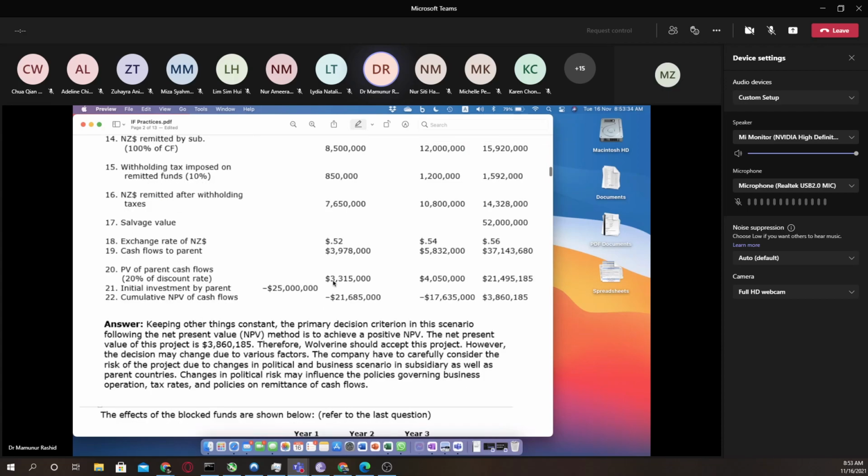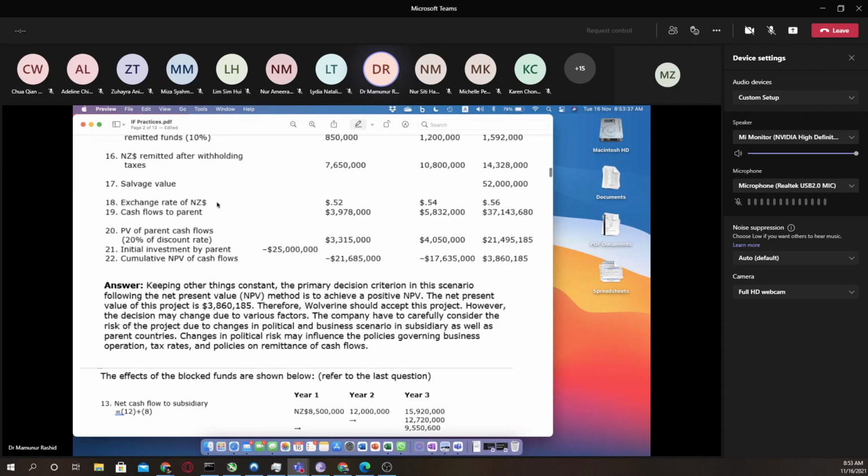Okay, and the next one is the exchange rate. You will use the exchange rate already given to calculate the transferred value to the parent. So the parent company is in the US. Now the value is being transferred to US dollars. After 0.52, it is 3.978. 0.54 is 5.832, and 0.56 is, after considering all cash flows, 37.143.